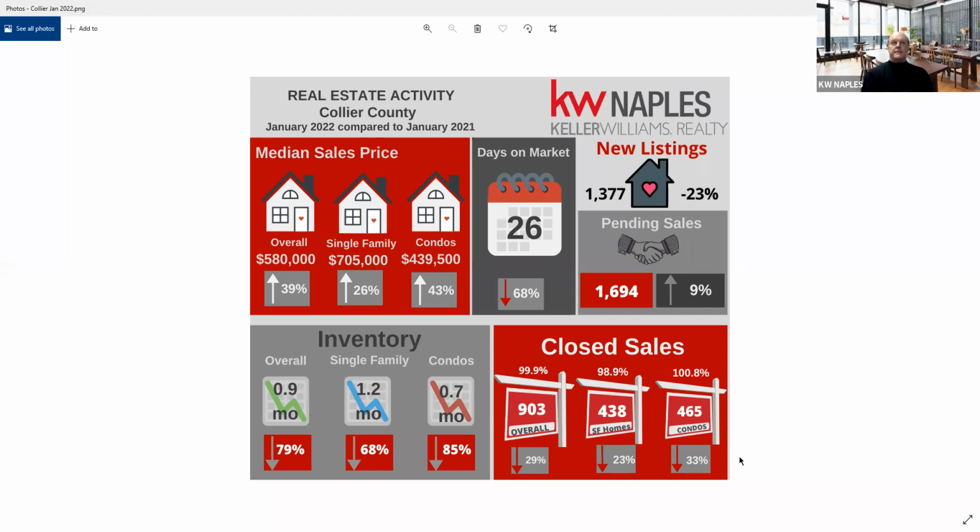So again, this is Collier January 22 compared to January 21. And the results are even more dramatic. But take a look at what's happening to sales. Remember, we were up. Now we're down 29% over January of last year. So the effects of the inventory are starting to impact overall sales.